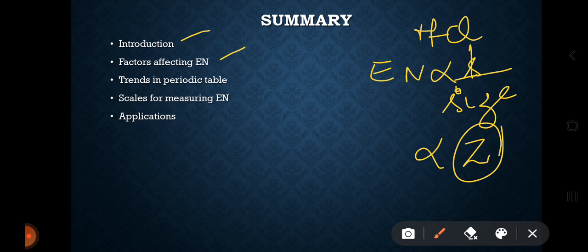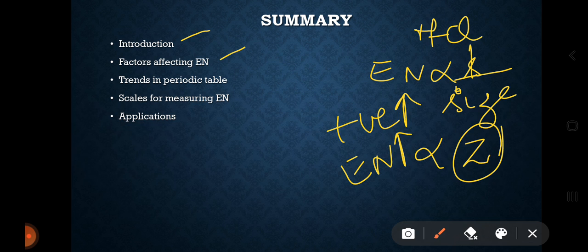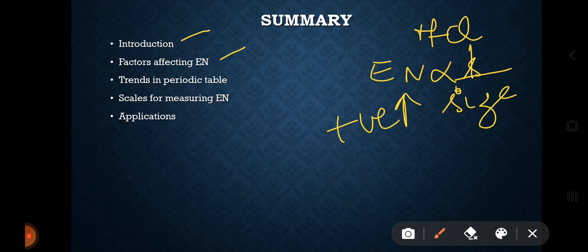Another is charge on the cation. Charge on the cation is directly proportional to electronegativity. As the positive charge on the cation increases, electronegativity value also increases. Another one is charge on anion. Electronegativity is inversely proportional to charge on anion. As the negative charge on the anion increases, electronegativity decreases. Next is hybridization. As the percentage of s character increases, electronegativity value also increases.